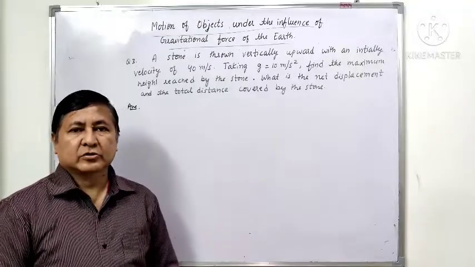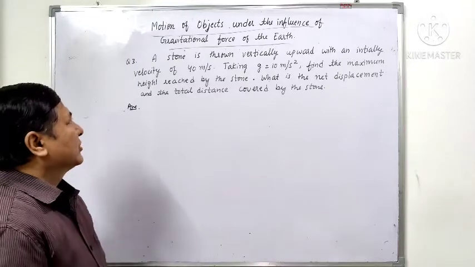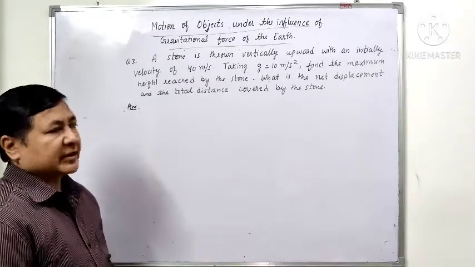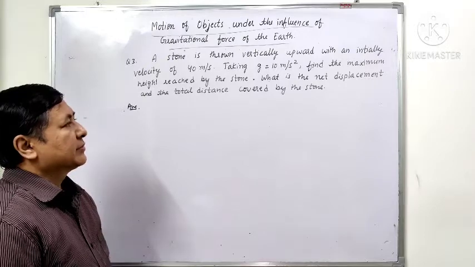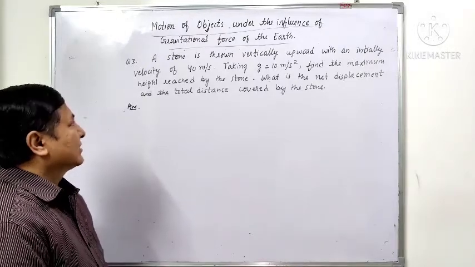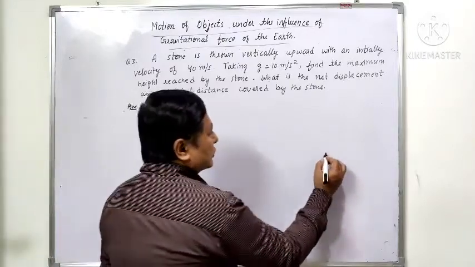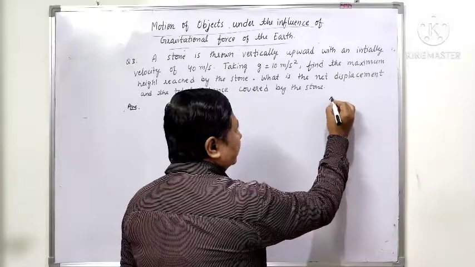Now let us solve question number 3. A stone is thrown vertically upward with an initial velocity of 40 meter per second. Taking g equals 10 meter per second square, find the maximum height reached by the stone. What is the net displacement and the total distance covered by the stone? In this question, a stone is thrown vertically upward.